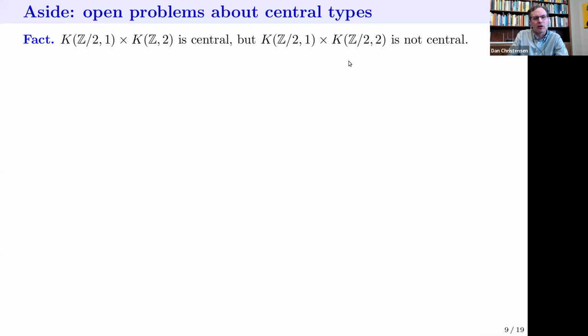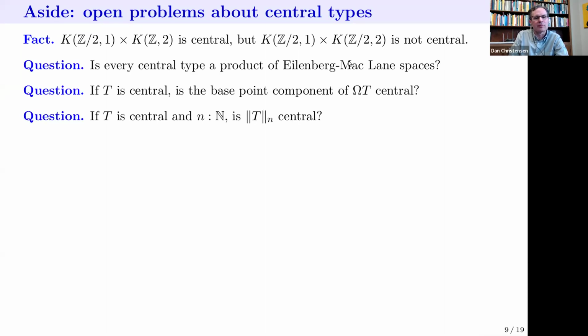But there's a lot we don't know. So here are three questions. Is it true that every central type is a product of Eilenberg-Mac Lane spaces, like all the examples I've given so far, either a single Eilenberg-Mac Lane space or a product with two factors, and we have examples with more factors? We don't know if every central type is a product or if there are some other completely different central types. Open question.